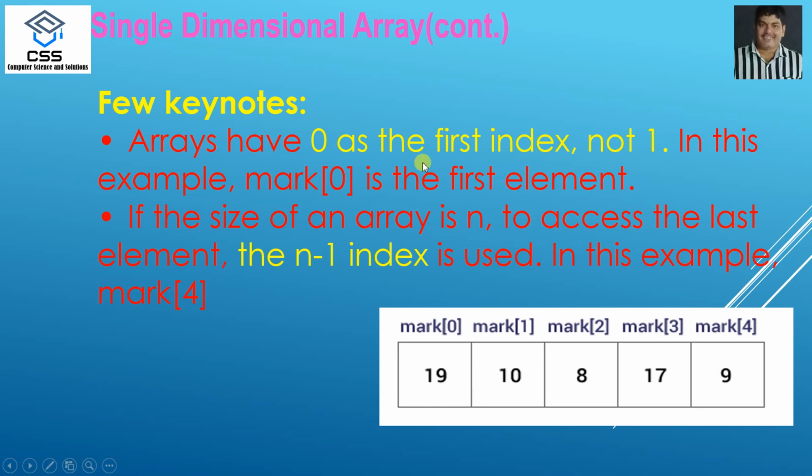You have to remember, as I have told, 0 is the first index, not 1. In this example, mark 0 is the first element. If the size of the array is n, to access the last element, that is the n-1 index. It means if the n value is 10, the last location is 9. If the n value is 100, the last location is 99.